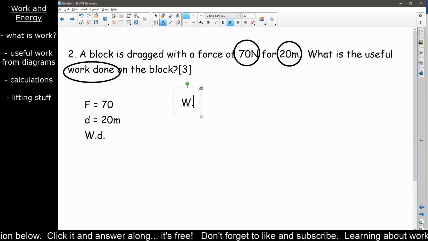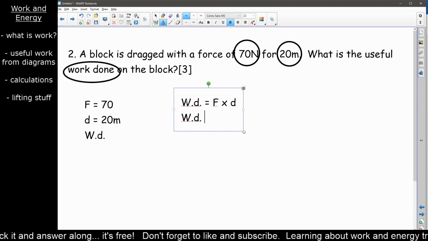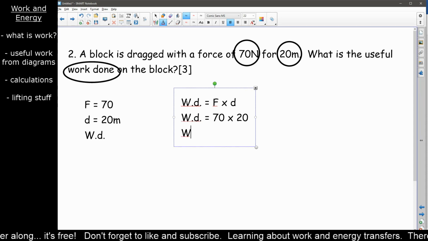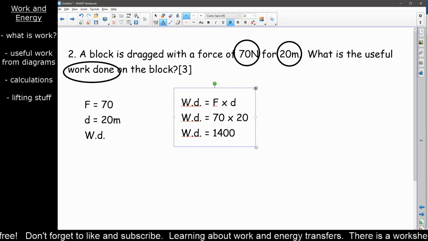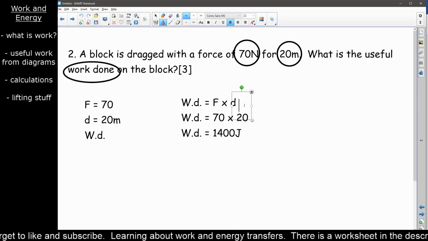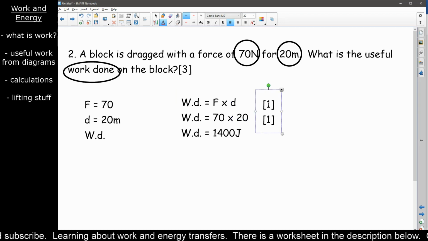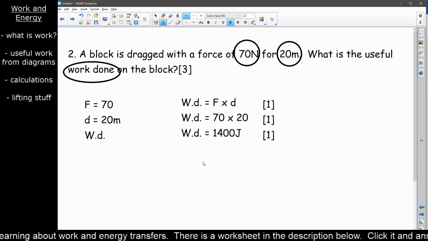Alright, so work done equals force times distance. Work done equals 70 times 20. Work done equals 1400 joules. And this is a formula, working, answer, unit format that we've seen before. So 1 mark for the formula, 1 mark for the correct substitution, 1 mark for the correct answer in units. 3 marks.